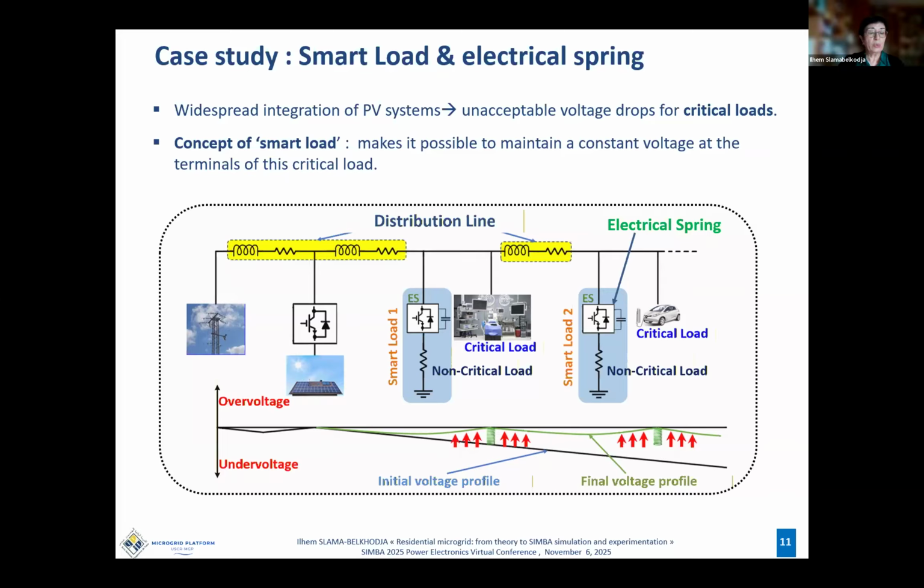The concept of smart load, considered as a smart grid technology, makes it possible to maintain a constant voltage at the terminals of this critical load. A smart load consists of what is known as an electrical spring and a non-critical load. The non-critical load, connected in series with the electrical spring, will absorb voltage fluctuations. The electrical spring, consisting of a DC-AC converter, is controlled to maintain constant the smart load output voltage.